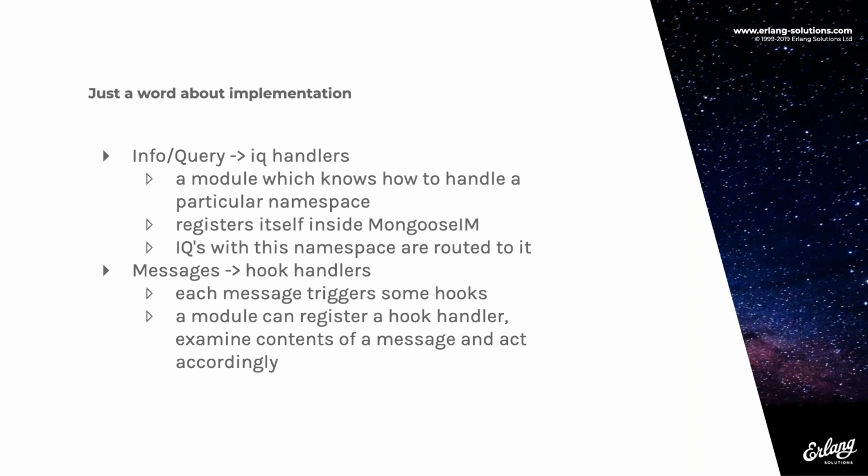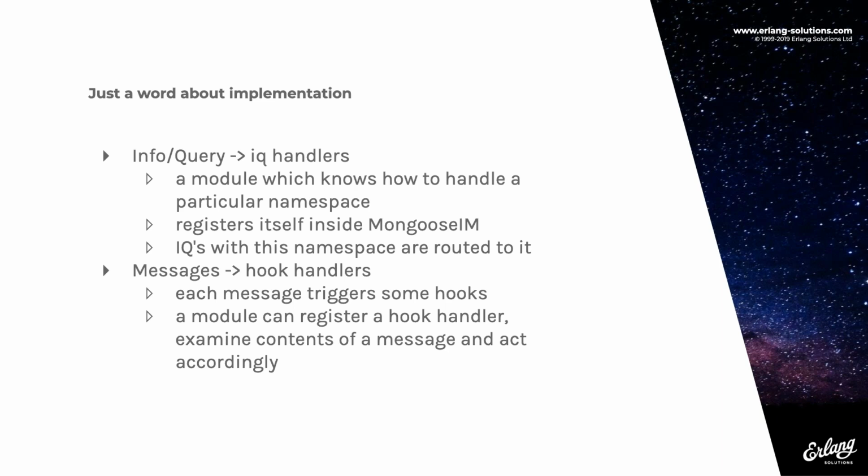Okay, and now we're getting even more specific. The notion of namespaces, and the fact that a namespace very precisely defines what we are dealing with, helps developers to implement the support for this in a clean and orderly fashion. For example, in our MongooseIM, when you have IQs, the info query stanzas that are sent to the server, we have a notion of IQ handler, which is a module which knows how to handle a particular namespace.